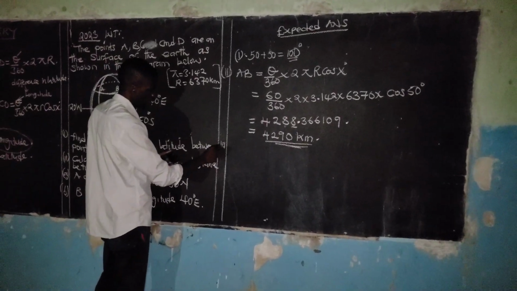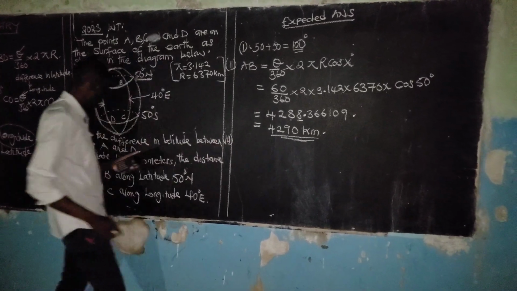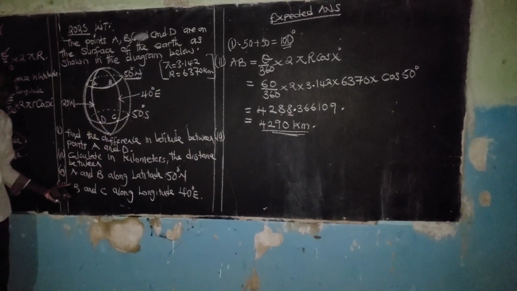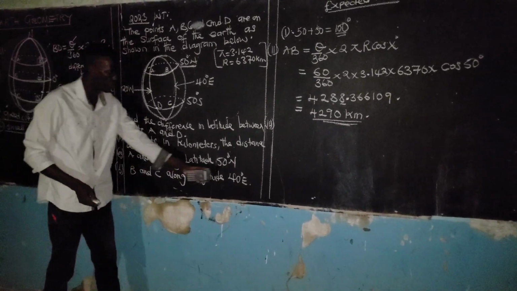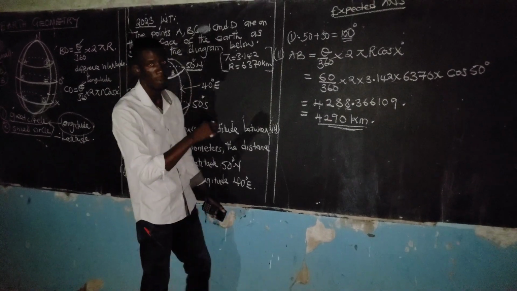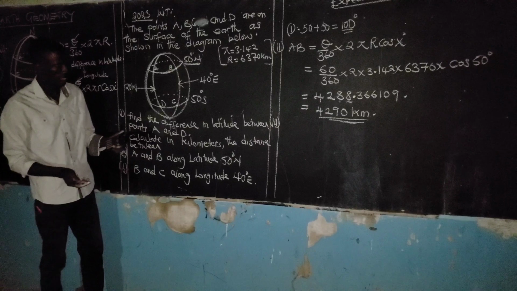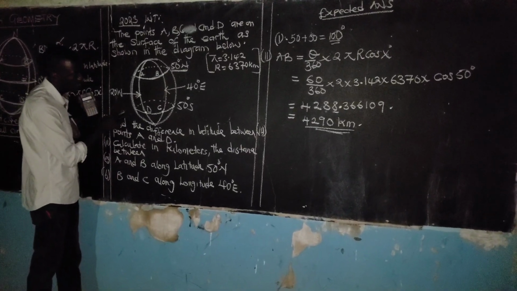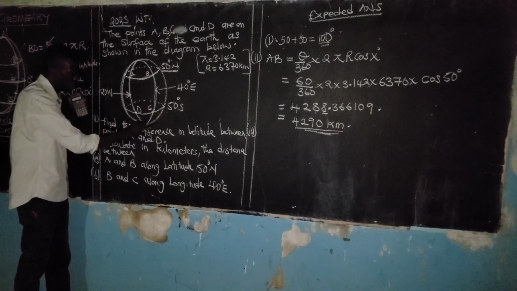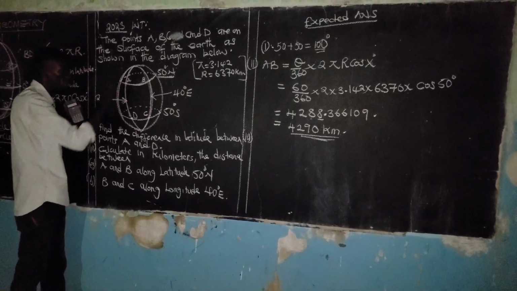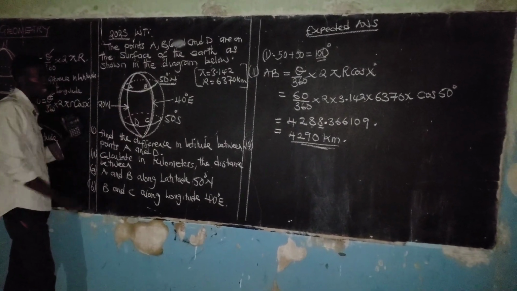Okay, looking at the third question. The third one says the distance B and C along longitude 40 degrees. Just like we asked ourselves a question previously, where is it falling? Is it in a great circle or small circle? So we're looking at B and C. They are standing on the same longitude. And we say, if it is on the same longitude, that means it's a great circle.